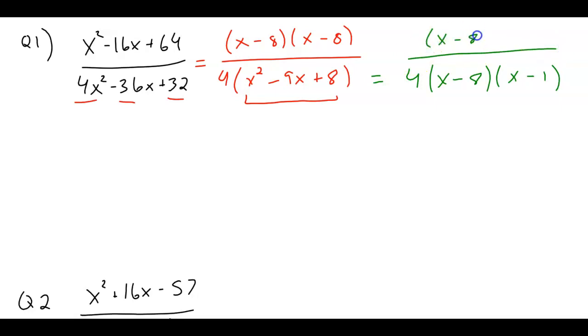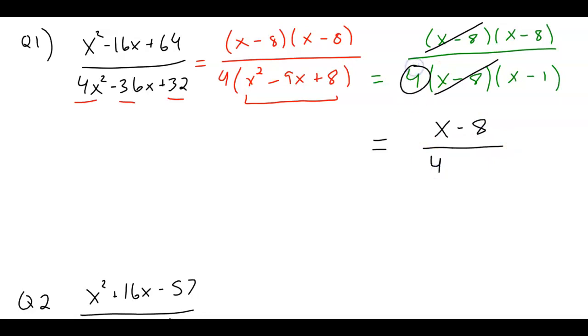We had our x minus 8 and x minus 8 on top. And the whole point of this is we're just canceling common factors. So one of each is on the top and the bottom, so one of those x minus 8s cancel out, and your answer is just what's left over. So we had an x minus 8 on top over the 4 and the x minus 1 on the bottom. So that would be your answer for question 1.